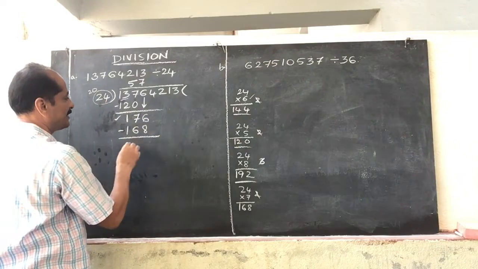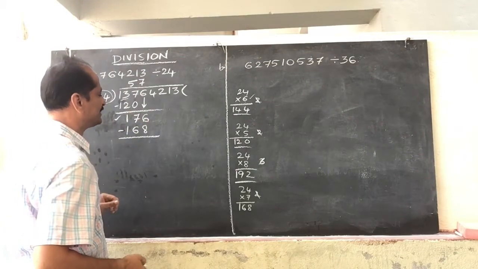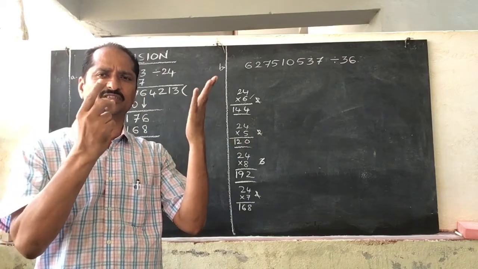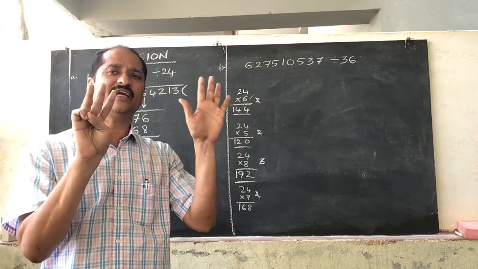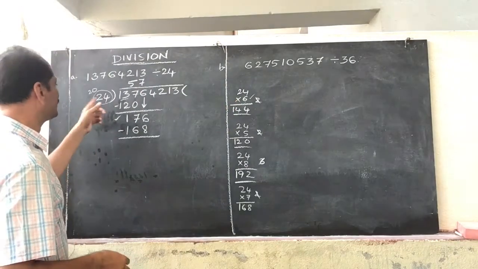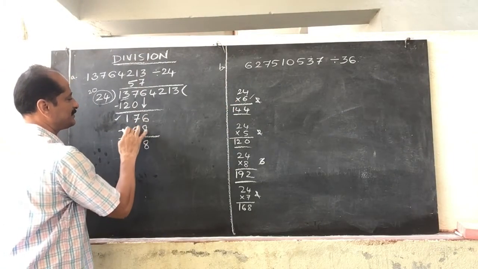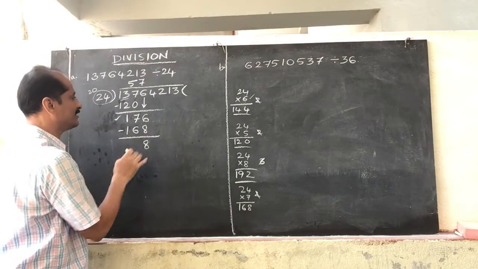So check the remainder. So 168 after 176. 68 after 69, 70, 71, 72, 73, 74, 75, 76. How much did you get? 8. So 8 is less than 24. So this step also is correct. Or otherwise 16 minus 8, 8, 6 minus 6, 1 minus 1, 0. So 8, say it like that also.